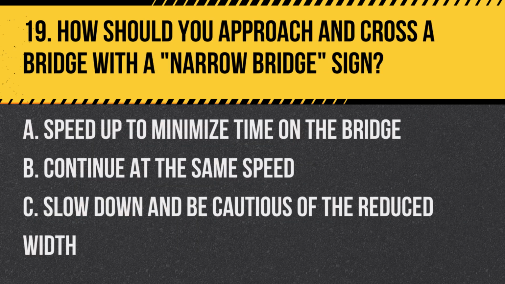Question 19. How should you approach and cross a bridge with a narrow bridge sign? A. Speed up to minimize time on the bridge. B. Continue at the same speed. C. Slow down and be cautious of the reduced width. Answer. C. Slow down and be cautious of the reduced width. Narrow bridges require careful navigation due to limited space.